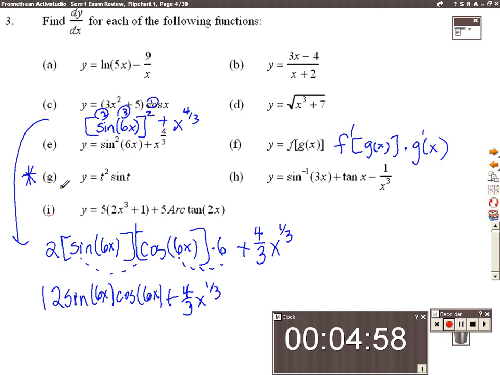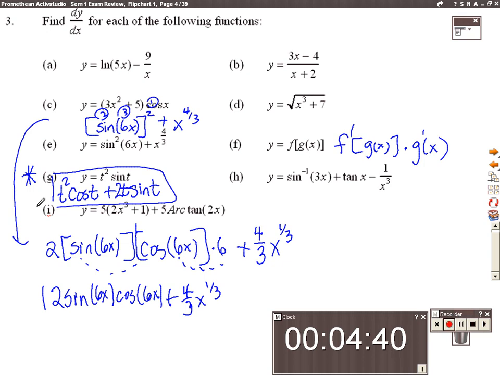So it is the first function t squared times the derivative of the second. The derivative of sine is cosine, plus the second function, sine t, times the derivative of the first, which is 2t, and that's a pretty simple problem.